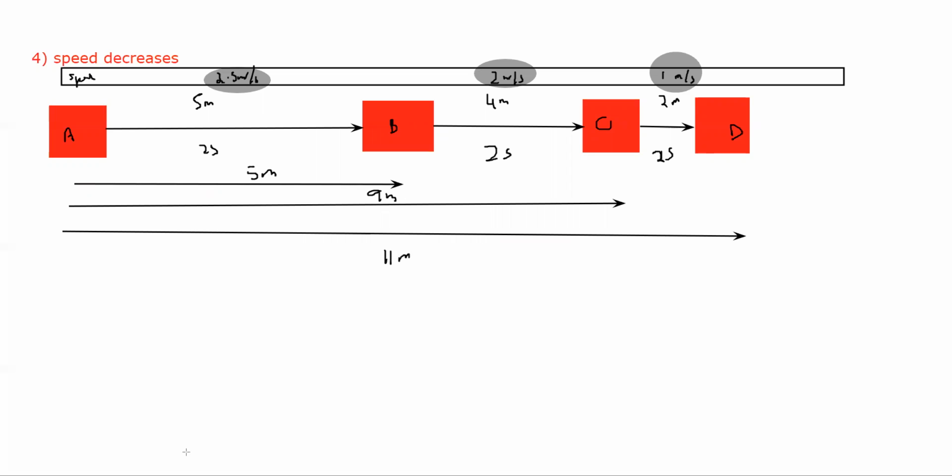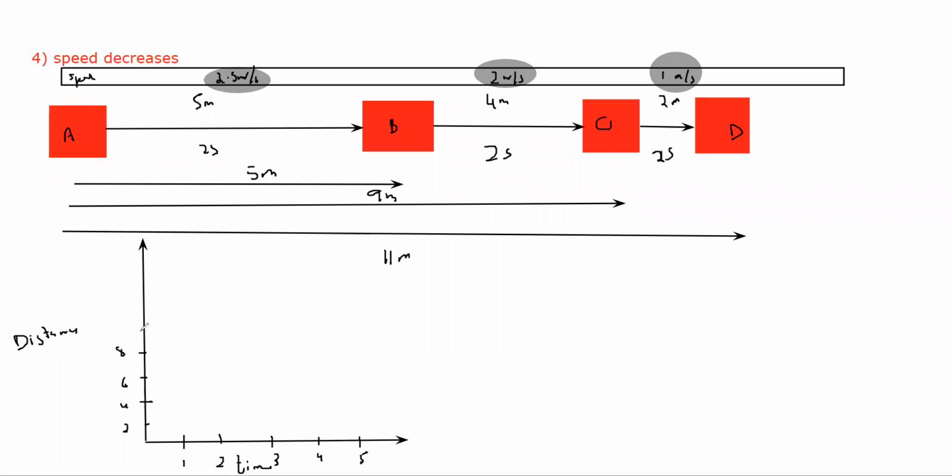So if I sketch a graph, distance and time graph, so the distance time graph for an object whose speed is decreasing. So this one is 1, 2, 3, 4, 5, and then for example, because it's a distance of 2, 4, 6, 8, 10, 12, and so on.